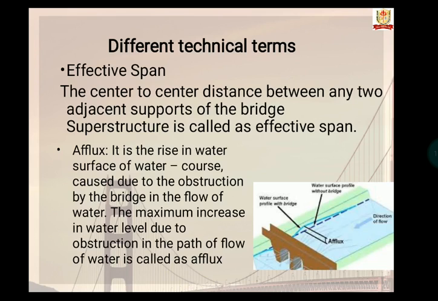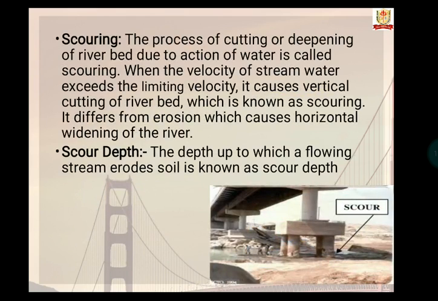The maximum increase in water level due to the obstruction in the path of flow of water is called afflux. Scouring. The process of cutting or deepening of the riverbed due to the action of water is called scouring. When the velocity of stream water exceeds the limit velocity, it causes vertical cutting of the riverbed, which is known as scouring. It differs from erosion, which causes horizontal widening of the river. Scour depth. The depth up to which the flowing stream erodes the soil is known as scour depth.